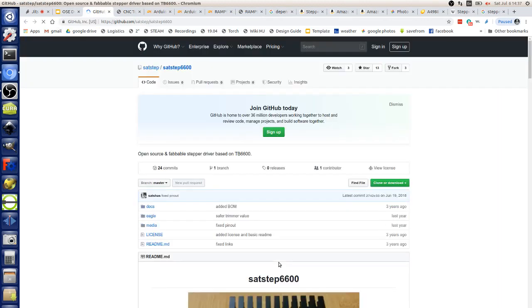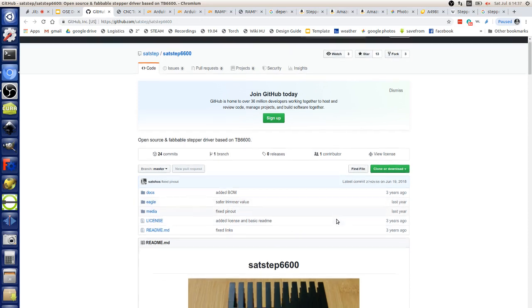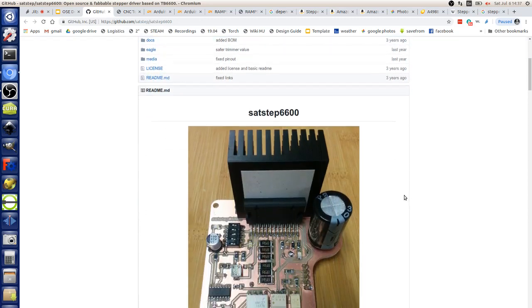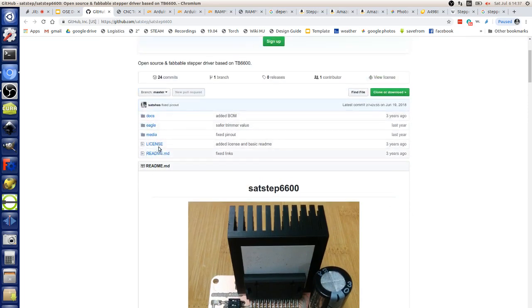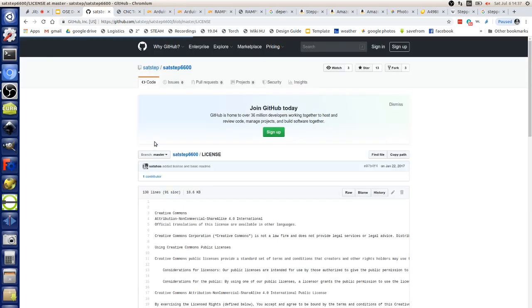So if you want to design your own controller, there actually isn't a nice beefy one. There may be some small ones, but the one that's equivalent to a 6600, 4 amps, you can see this. This is fake open source. This is non-commercial. So the first thing you do is look at the license. Is this open source? Here it says Creative Commons Attribution Non-Commercial Share Alike International. So it's not open source. It's non-commercial, meaning without the freedom for you to make or sell it, which is not open source.